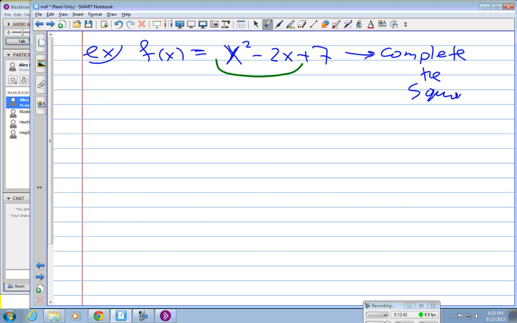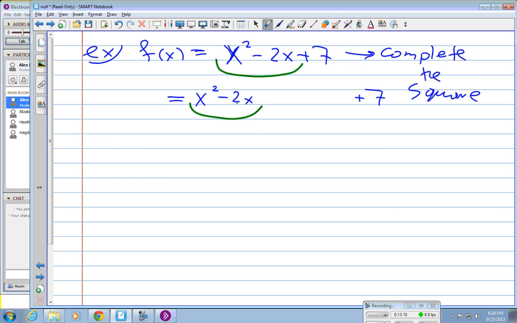Complete the square. Since we just did that last week, let's see how we can do that. So we have x squared minus 2x, and I'm not going to worry about that positive 7 for now. My question to you is, just focus on the first two terms. Do you remember how to find that missing piece that we need to add in order to make that a perfect square from Wednesday's class?